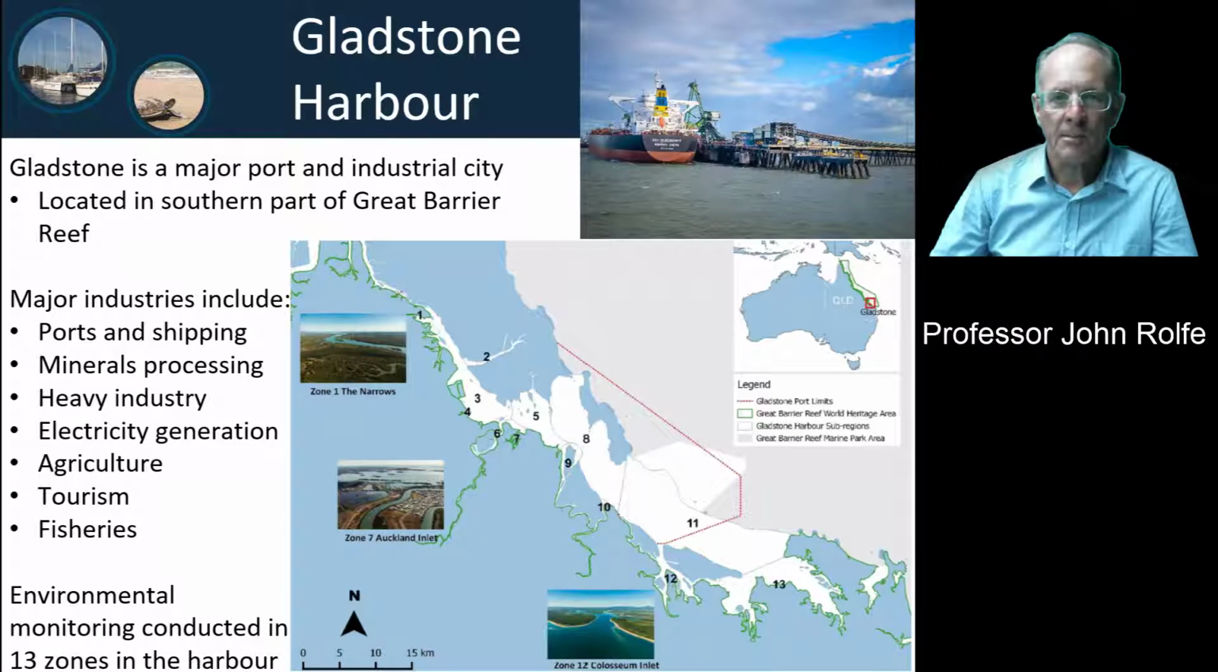So Gladstone, a major port and industrial city located in the southern part of the Great Barrier Reef, has lots of different industries there, but it's also in a very important part of the world for its environmental assets. Because of that, there's a lot of environmental monitoring going on there to make sure that industry exists without having impacts on the environment.